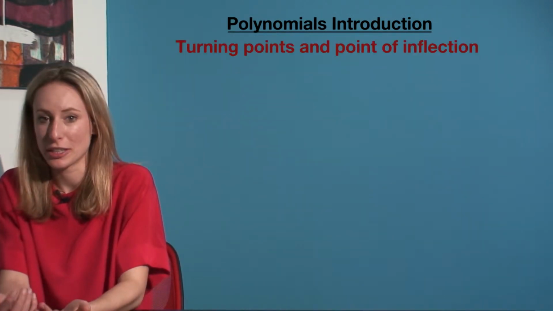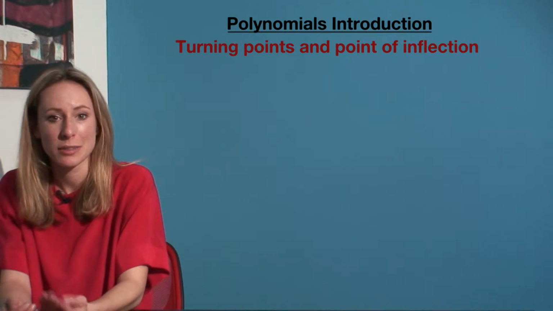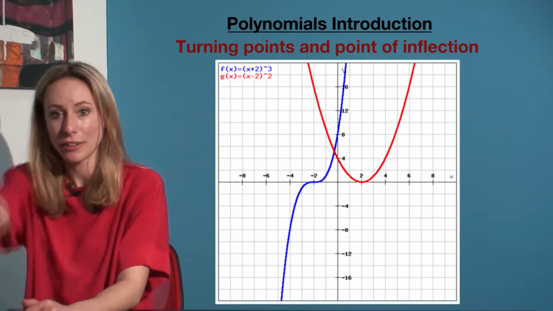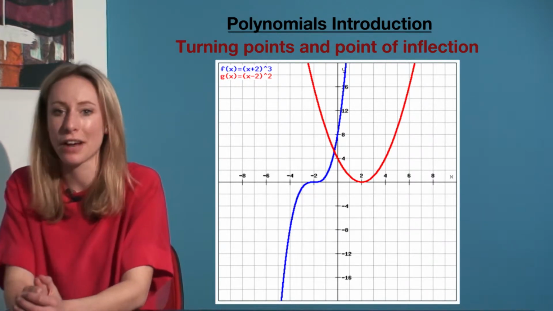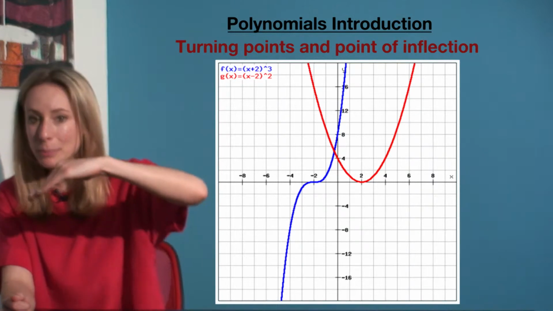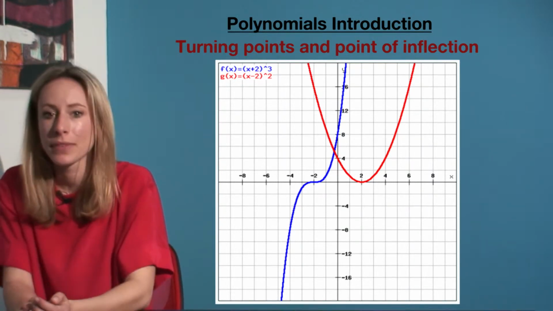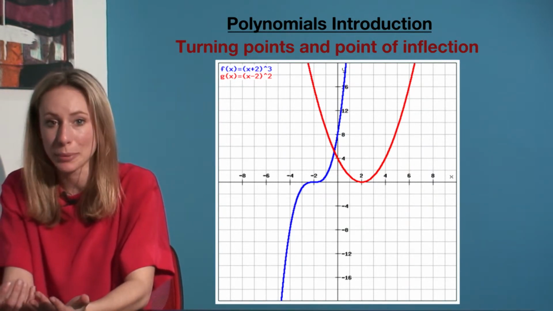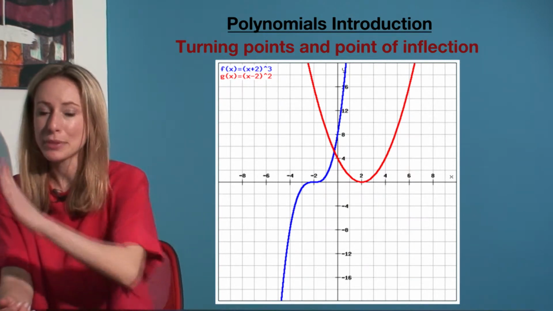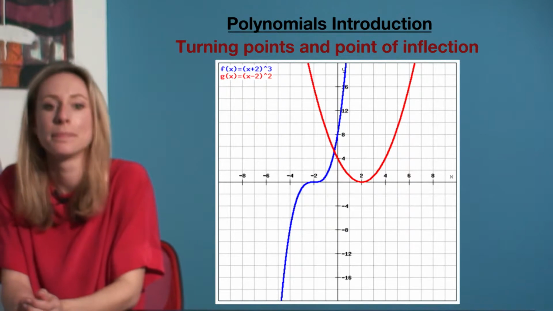Now that we are introducing polynomials, we need to know the difference between a turning point and a point of inflection. A turning point forms a U-shape, like this red graph, where the gradient slowly reaches 0 and then goes back in the opposite direction. A point of inflection, as seen in the blue, is when the gradient hits 0, but then it keeps on going in the original direction.